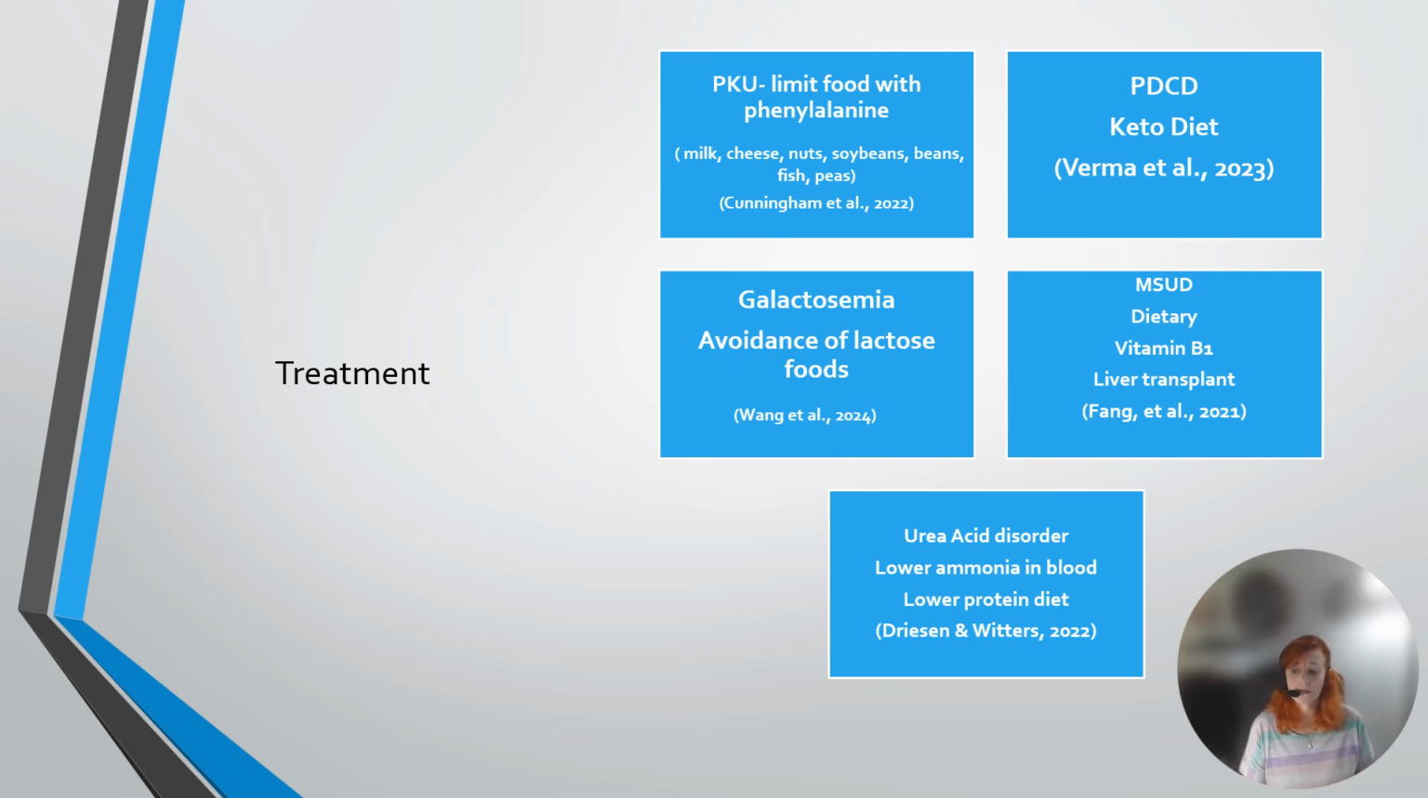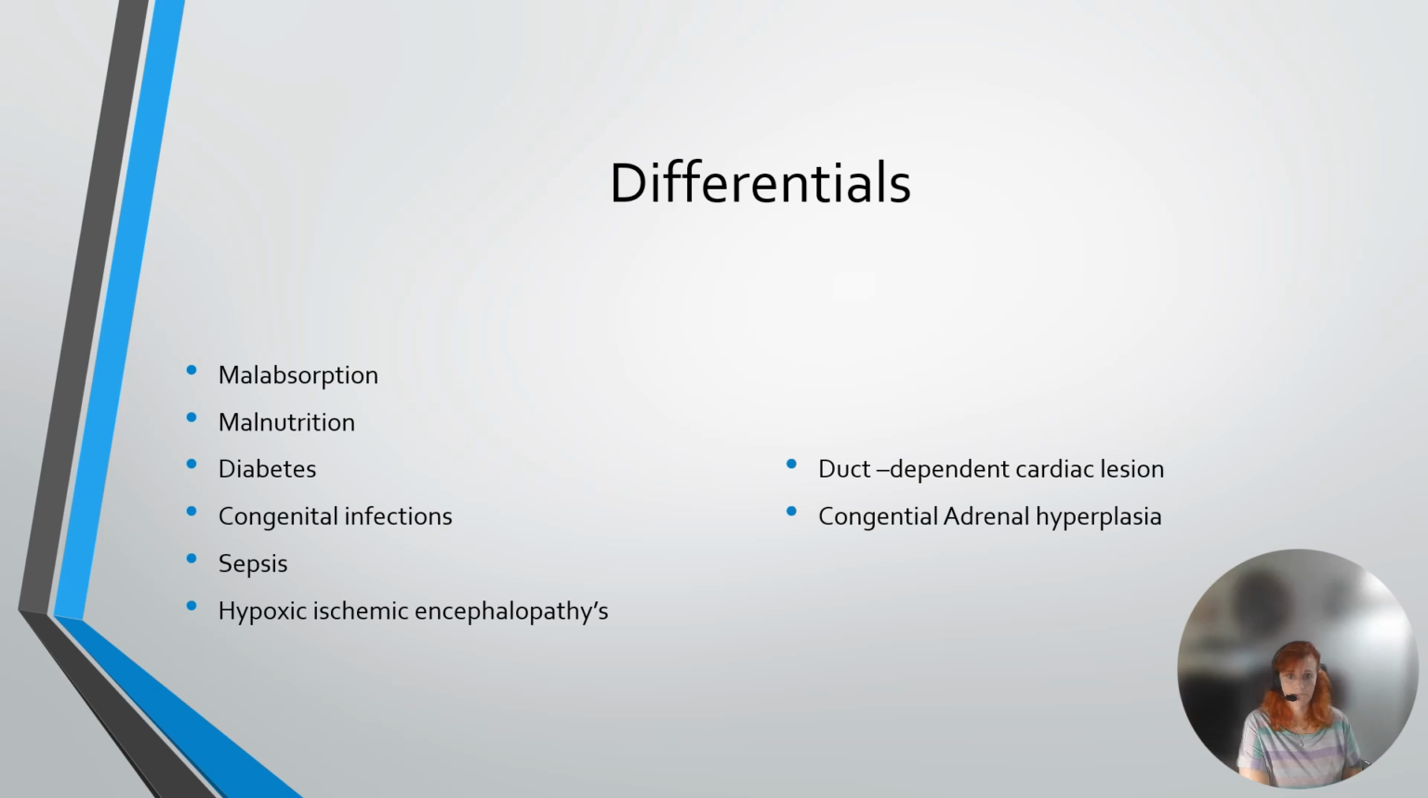For MSUD, again, another one is dietary. There's also been some research that says vitamin B1 and then possibly a liver transplant, but that is going to be further down the line. The biggest thing with the urea cycle disorders is lowering the ammonia in the blood. So the lower the protein diet, the lower the ammonia. Okay, so these are just some key treatment options. A lot of it, you can see, is going to be food-based for these newborns with IEMs.